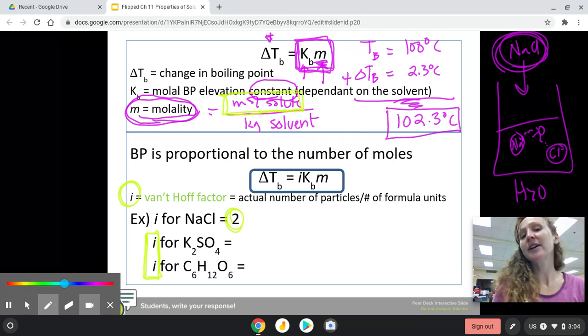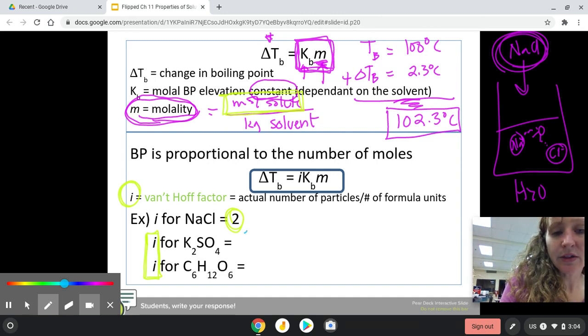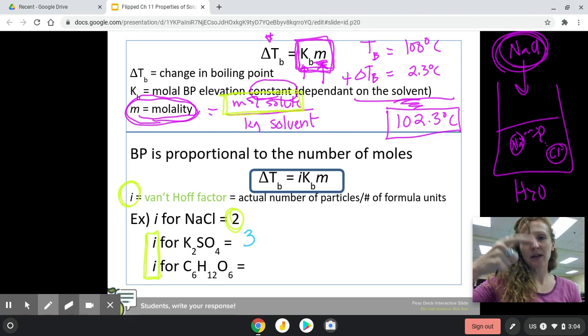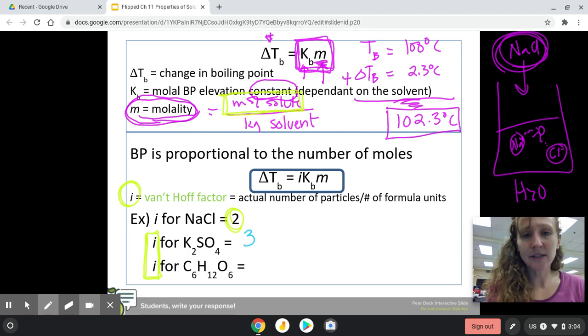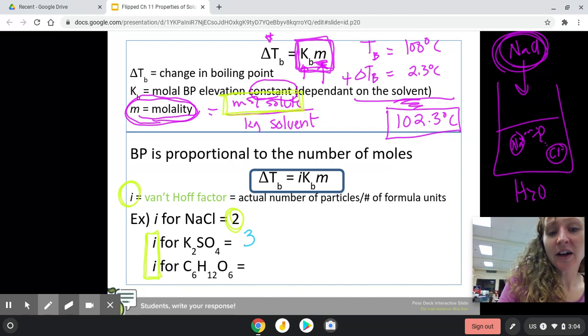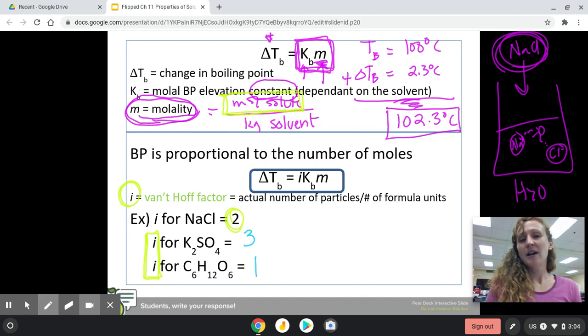Okay, so the Van't Hoff factor, remember, it tells you how many particles are actually there. So if you take potassium sulfate and you dissolve it in water, you actually get 3 ions, K+, K+, and sulfate. If you take glucose and dissolve it in water, how many ions do you get? None. It's a covalent compound. So the Van't Hoff factor for glucose and all organic compounds is going to be 1. So you have to be especially careful of sugars because they have a Van't Hoff factor of 1. None of them are going to break into ions.